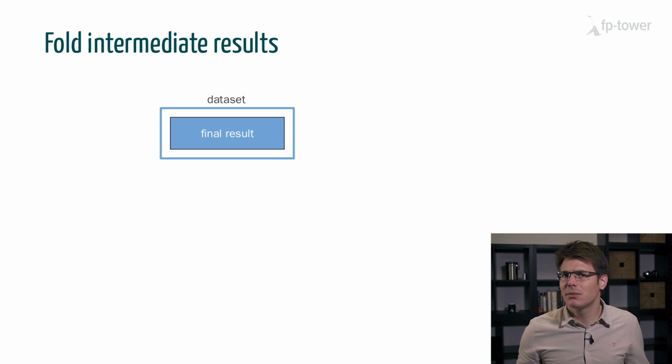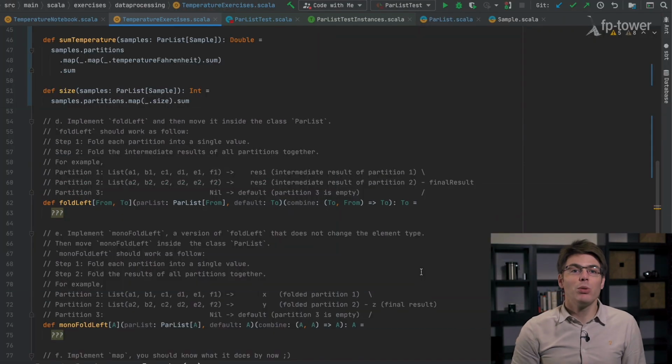Does that make sense? Okay, if so, let's go back to the temperature exercises file, where we'll try to implement fold left for ParList, so that it works exactly as the algorithm I just described. Once you're done, you can move fold left into the class ParList, which will make the API more user-friendly. So please pause the video and try it out.